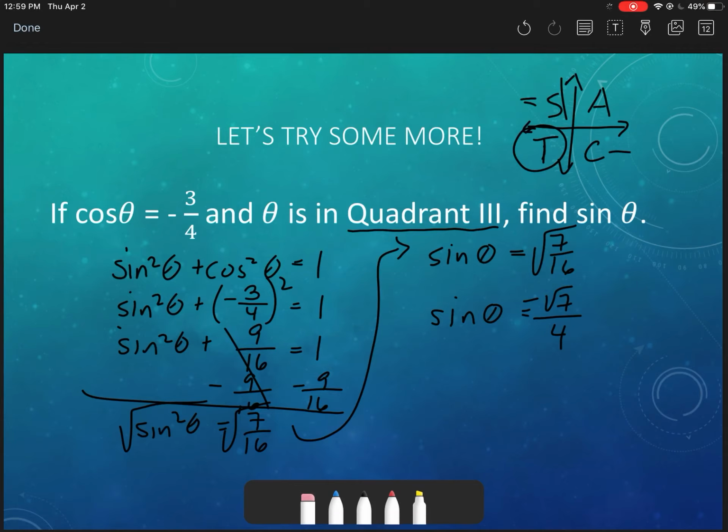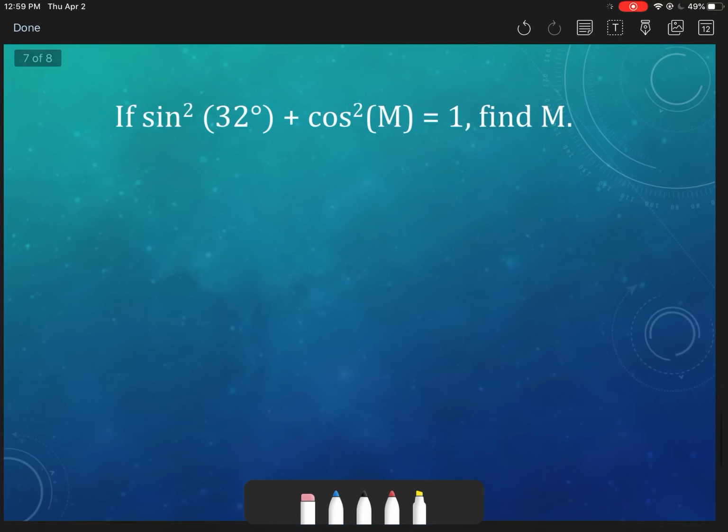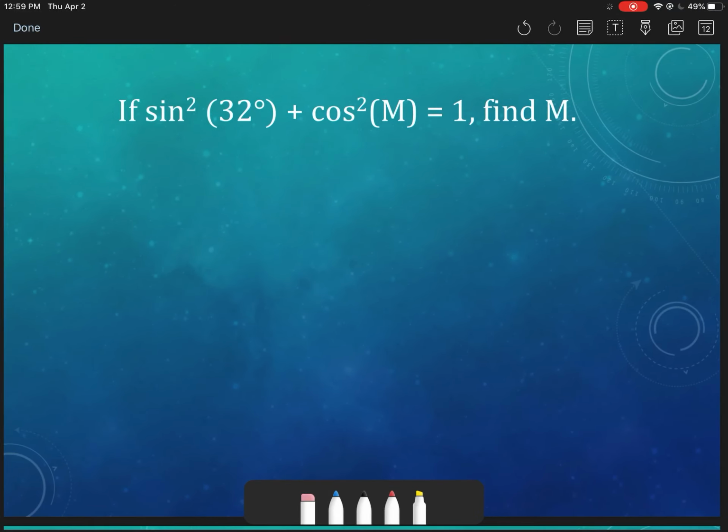On to the next question. If sine squared of 32 degrees plus cosine squared of m equals 1, find m. So, sine squared of 32 degrees plus cosine squared of m equals 1. What do you think we should do here? So, plug into your calculator. Bring up GeoGebra right now. I'll give you a second to open that up.